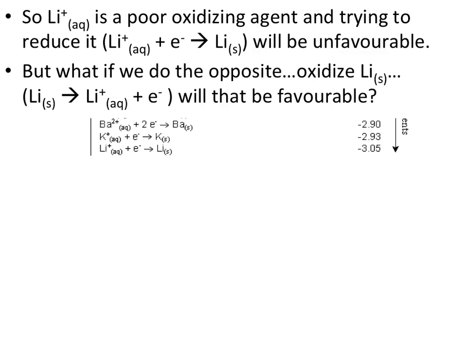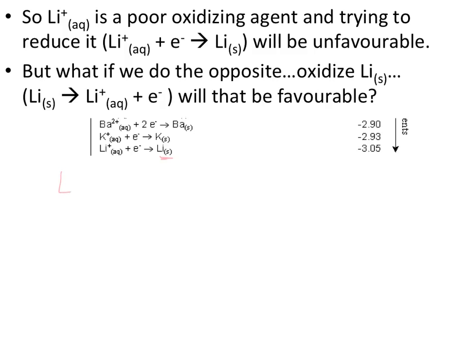Okay, so let's look at this. We know that lithium 1+ does not want to be reduced. It has a really negative reduction potential. But what if we do the opposite? What if we oxidize Li? We oxidize the opposite side of this. Would that be a favorable reaction?